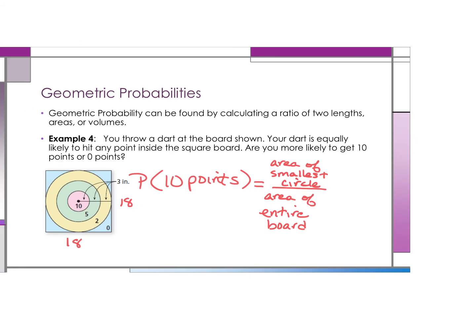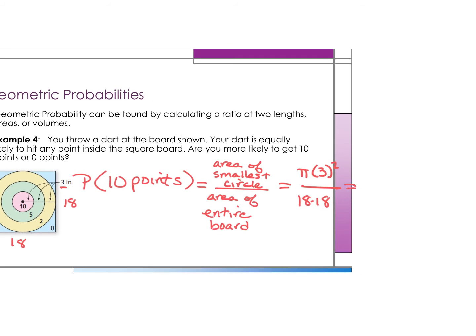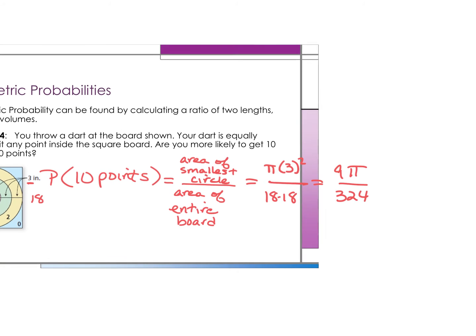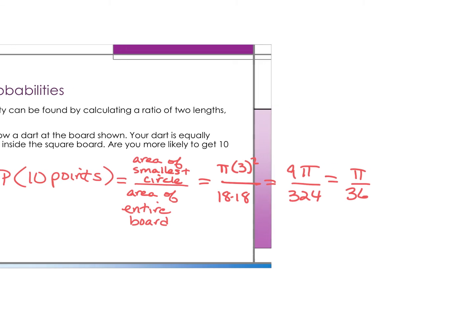So my radius of that pink circle is 3. Notice the 3 and the arrows it's pointing to. We learned the formula for area of a circle in chapter 11, and we know that that is pi times radius squared, so pi times 3 squared. The whole board is a square, so it's 18 times 18, or 18 squared. So then this is going to become 9 pi over 324. I could reduce this and make it pi over 36, but I'm going to go ahead and just divide it.